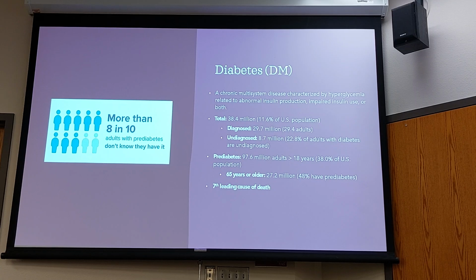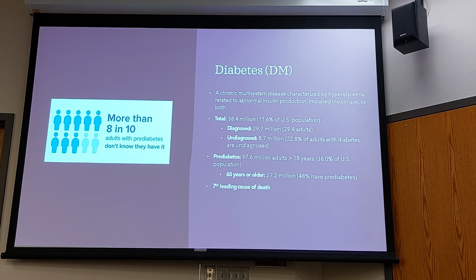Okay, a little bit on statistics, because this is a big thing, right? It's a chronic, multi-system disease, characterized by hyperglycemia. It has to do with some abnormality with insulin, right? Got something going on there. Where does insulin come from? The pancreas, right? Okay, so we're going to talk about that too.